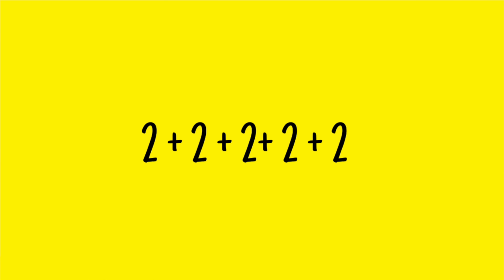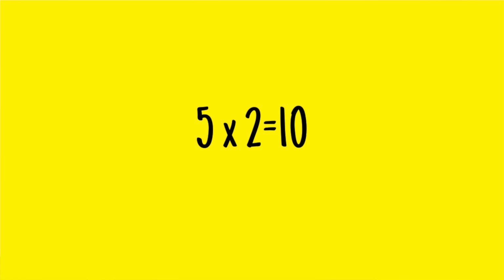Let's say we have 5 twos, okay? We know that 5 twos also equals 10. And the way we write this as a multiplication problem, we will write it as 5 times 2, which gives us 10 because 2 appears here 5 times in this problem.